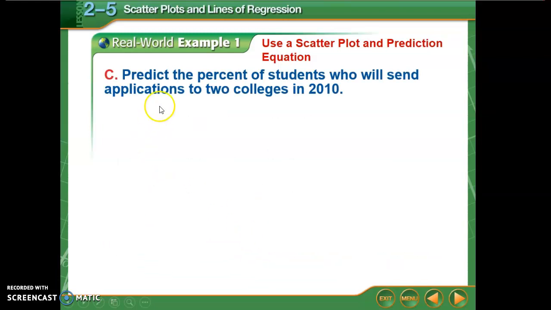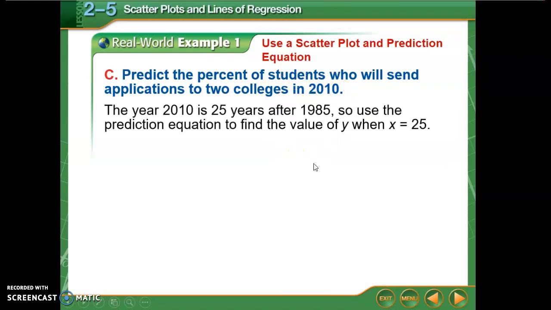Okay, now we're going to predict. Using the equation that we just made, we are going to predict the percent of students who will send applications to 2 colleges in 2010. So when x is 2010, what will be your y, the percent of students? So just use the equation that you just created.